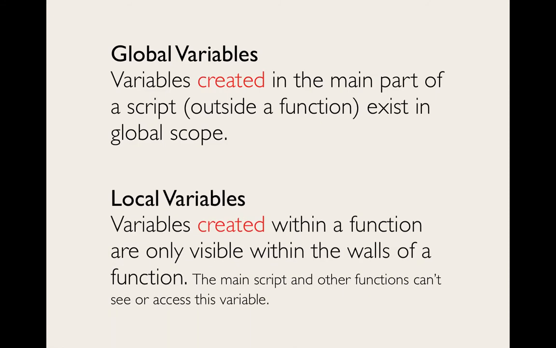But a local variable is a variable created within a function. It's only visible, it only lives within the walls of a function. It can't exist outside of a function. The main script and other functions can't see or access anything that is created inside a function.